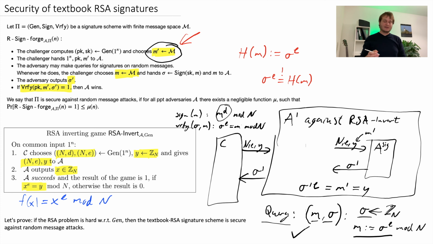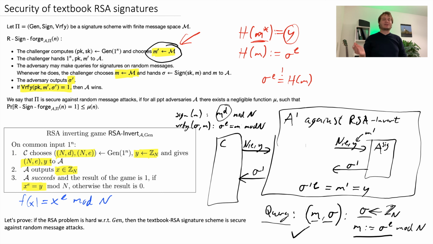And the way that we do this is we program the random oracle so that for some message m star, it will actually output this challenge y. Okay? So then, if the adversary chooses to give us a forgery for m star, then we're in luck. Then we will have inverted this y and we get our solution. If the adversary gives us a forgery on any other message, well, bad luck.